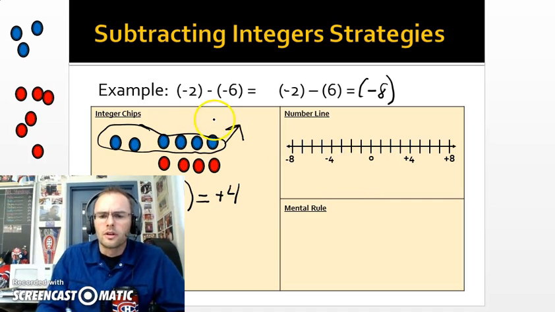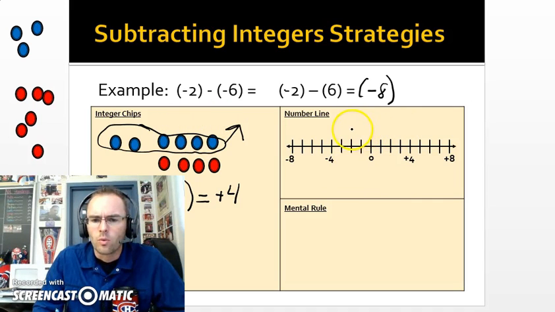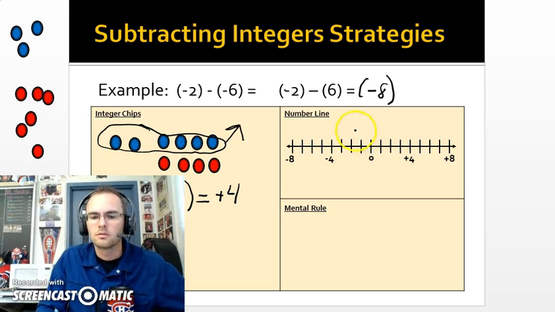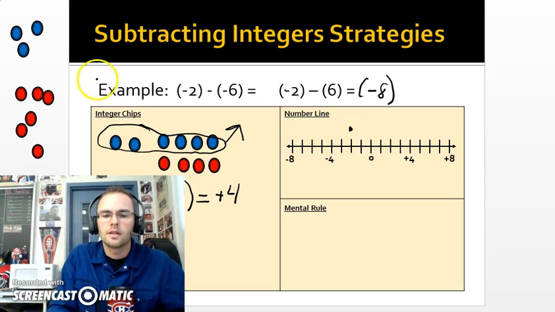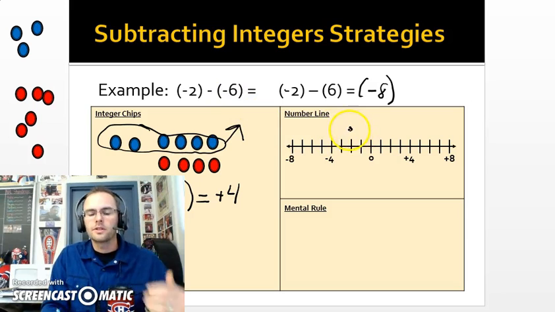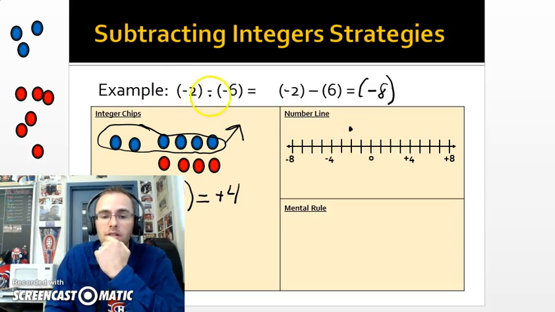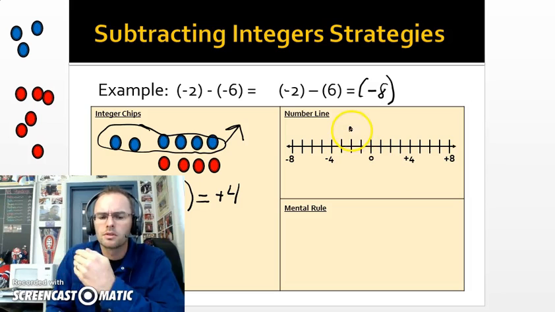So -2, I'm going to start off with where my first integer is saying to start, which is -2, right there. And then it says I have to take away -6. Now, this is where you have to think, okay, do I go to the left because it says -6, like in adding integers, or because remember, you're subtracting.